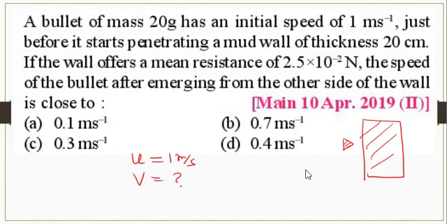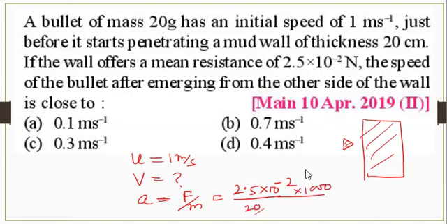and acceleration, actually indirectly they are giving acceleration, means retardation only here, so that is F by m. So force is given as 2.5 into 10 to the minus 2 divided by mass, so 20 by 1000. Okay, so that is meter per second square now. All are converted in SI.